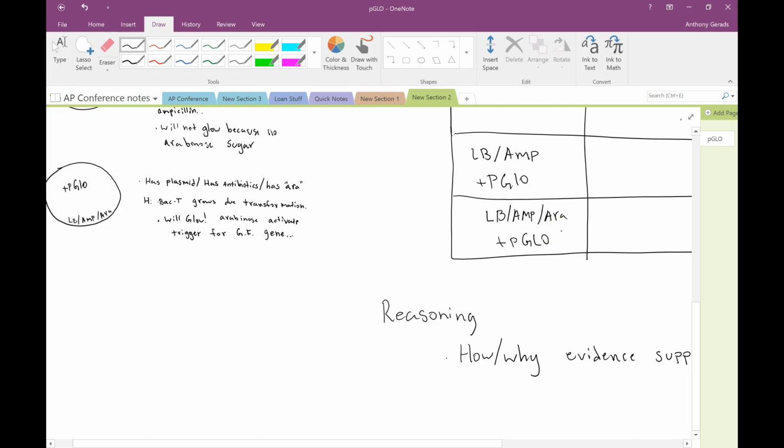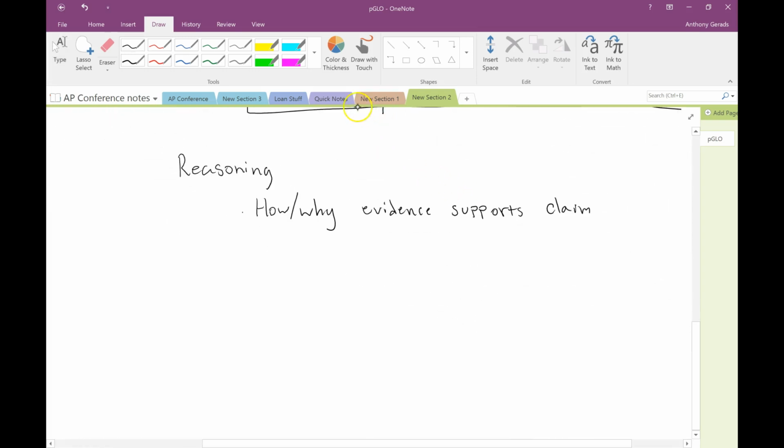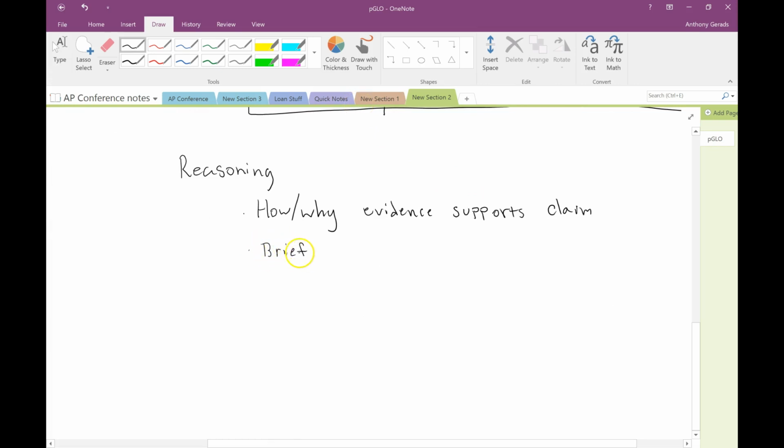Bacterial growth did take place here because transformation was successful and the E. coli bacteria took up the plasmid. This time, though, arabinose sugar was present, which activated the glowing factor trigger, which caused that gene for glowing to be activated due to that arabinose sugar. All right, and so that's what's going on in the reasoning. And then you need to briefly discuss the topic of transformation.